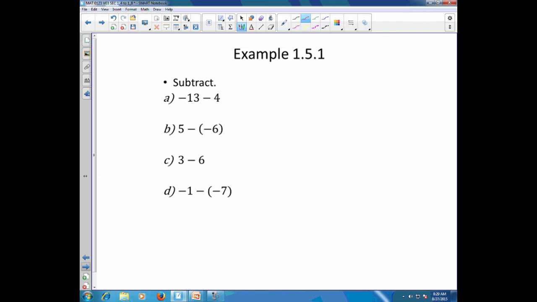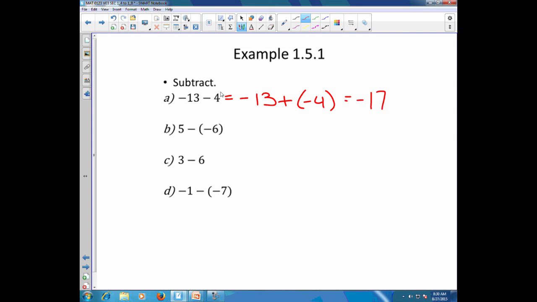Well, if we see a minus sign, we can rewrite that minus sign as plus negative 4, because there's only one. Now we have two numbers with the same sign, and so we can add the numbers. 13 plus 4 is 17, and keep the sign. And so it's negative 17.